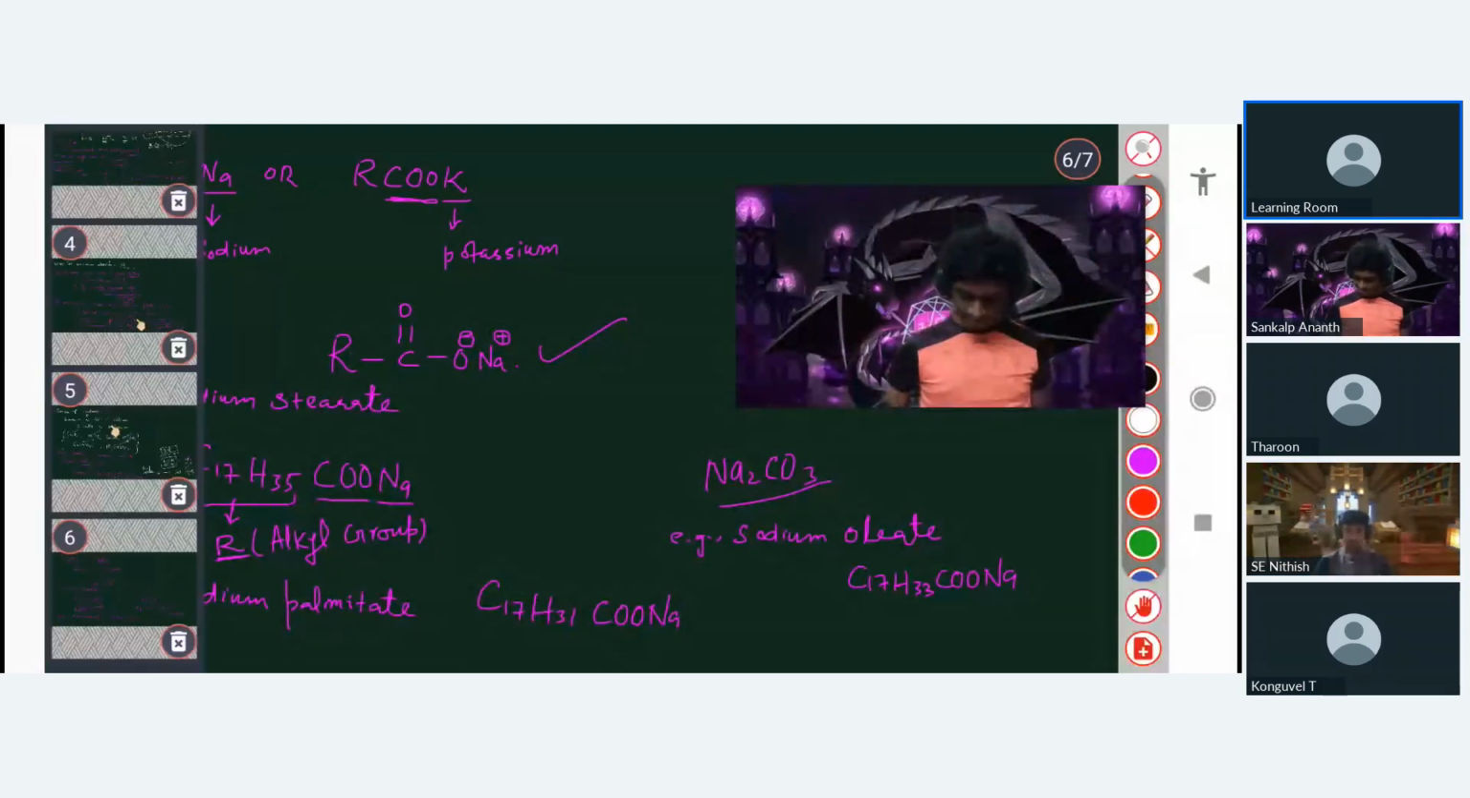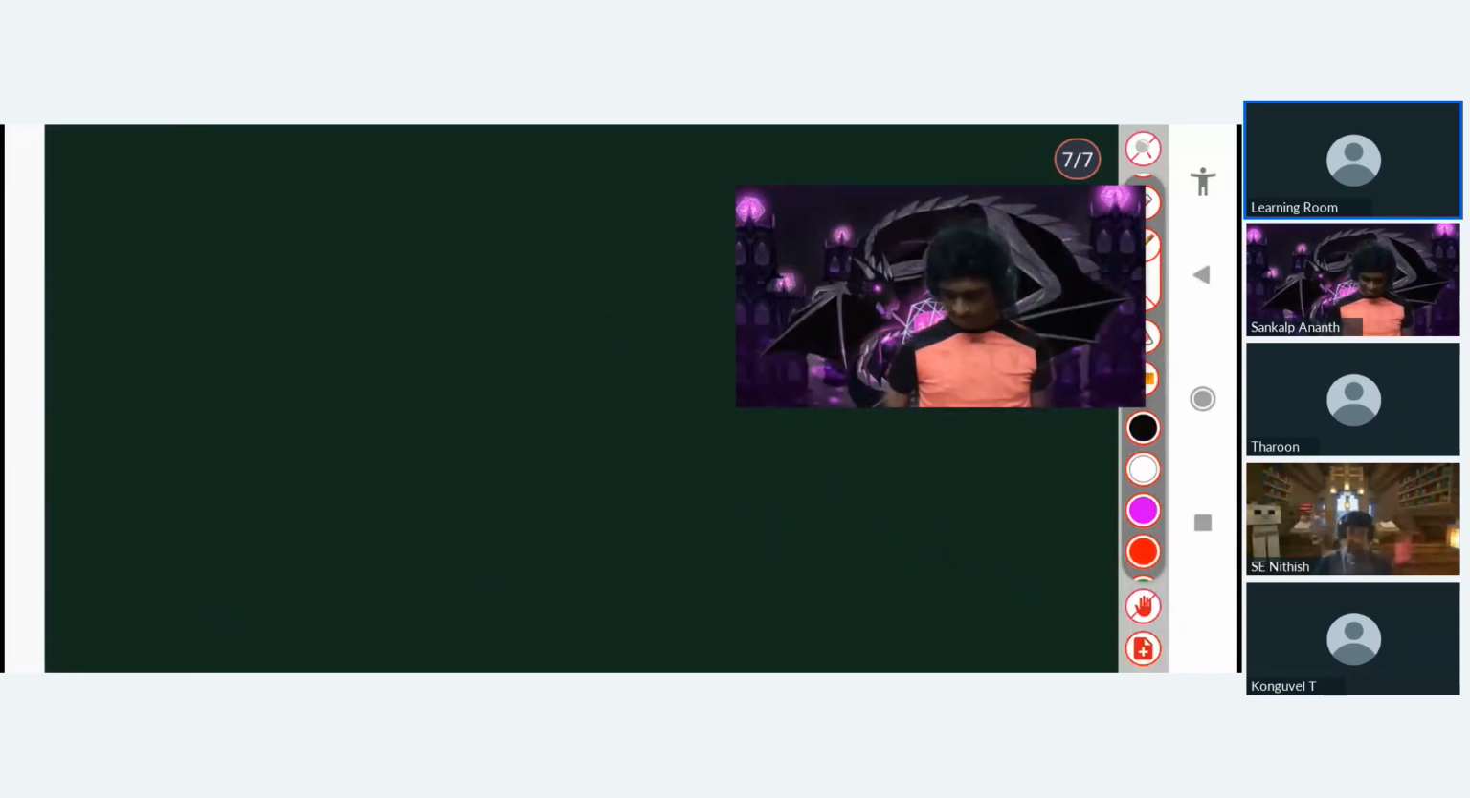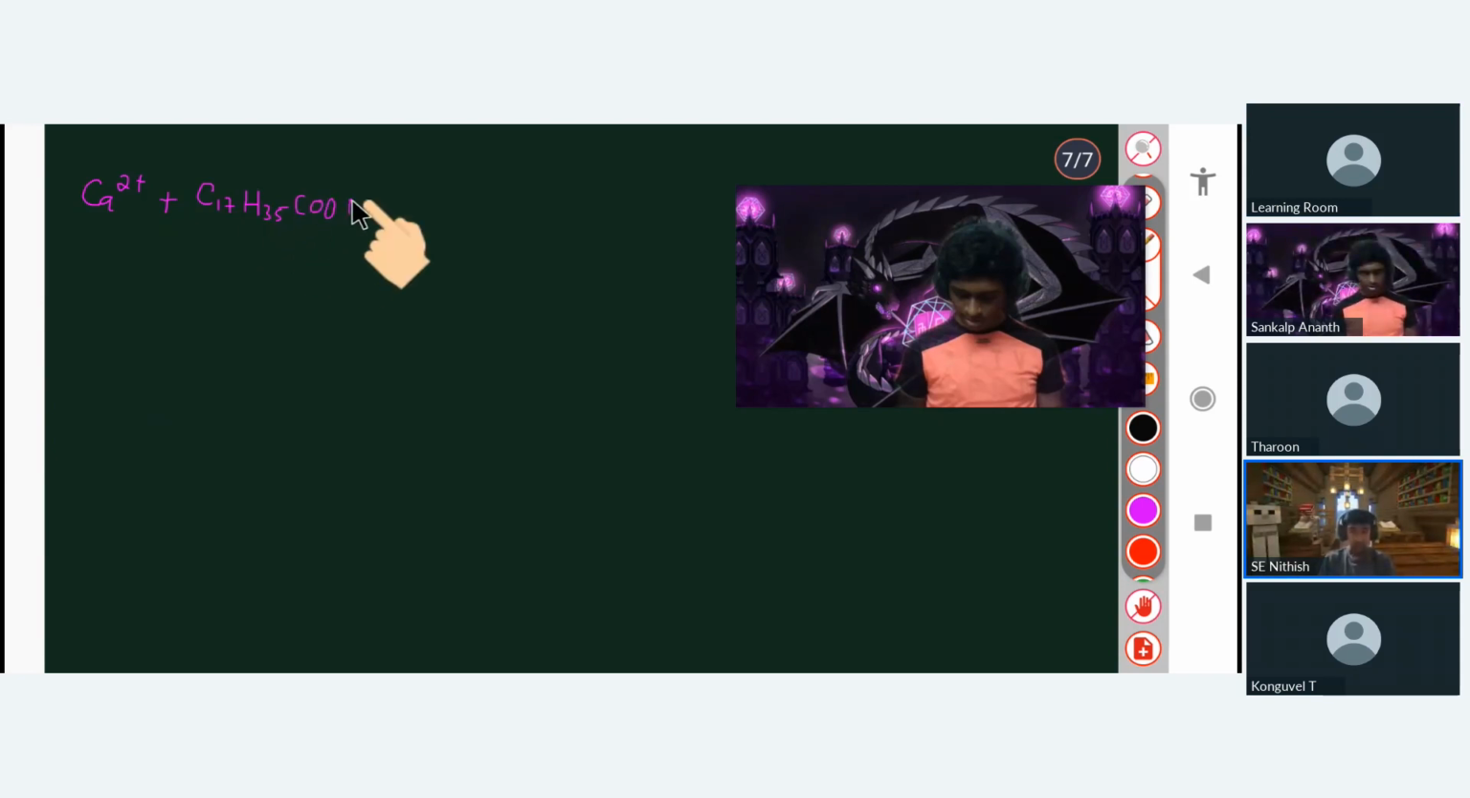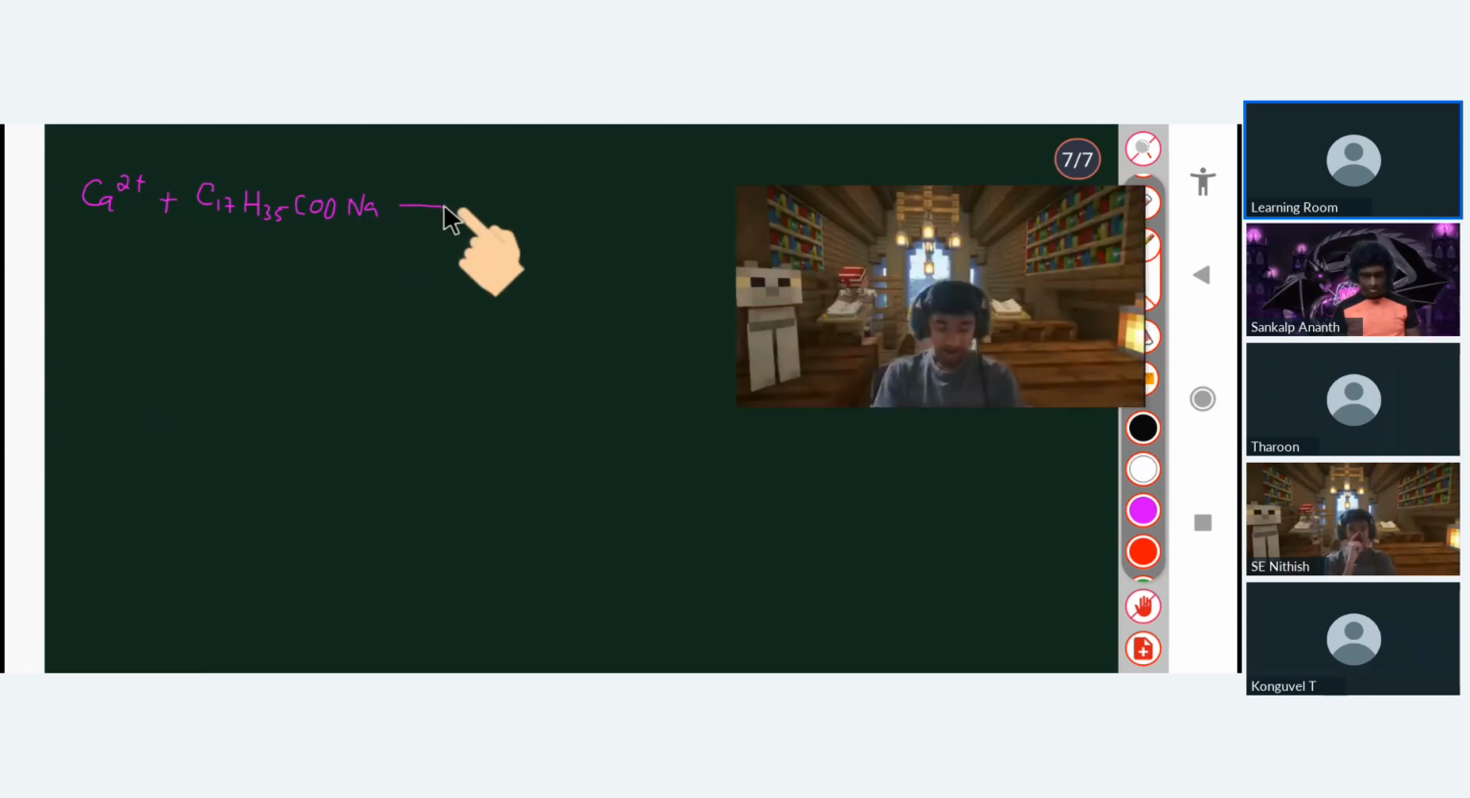Then let us see why soap doesn't work in hot water. When you have hard water, there will be calcium ions, Ca2+, right? It will react with the soap. Soap is, let's say, sodium stearate, C17H35COONa. You can also write it as RCOONa.